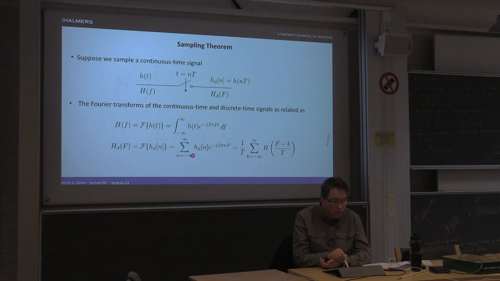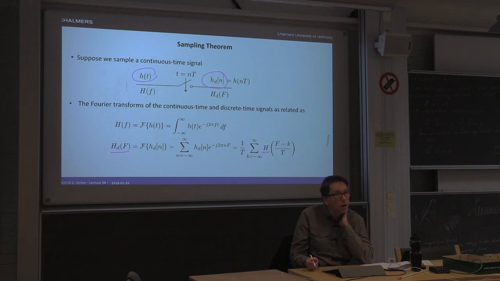And also to keep things separated here, we have the frequency variable small f here and the discrete frequency variable capital F here. Anyway, the interesting part here is that if we relate h and hd through sampling, then the discrete time Fourier transform is related to the continuous time Fourier transform through this formula here.